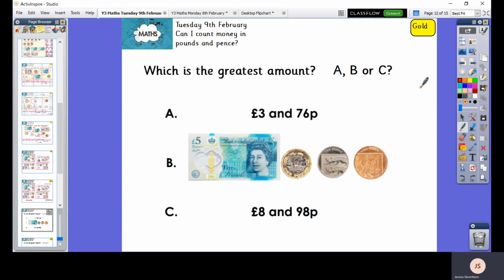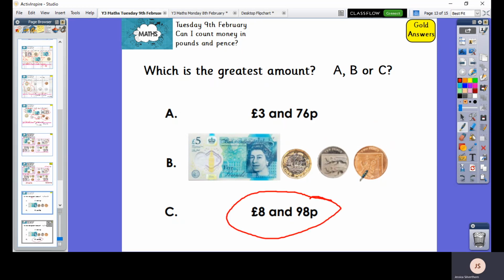So when we're looking at these amounts here, you want to be thinking I've got A, £3.76, B, however much this is, I'm not going to tell you, I'm not cheating, and then C, I've got £8.98. So you need to work them all out, especially this middle one, and see which one has the greatest amount. Pause the video here and give it a go.